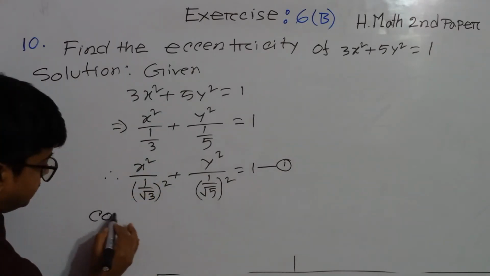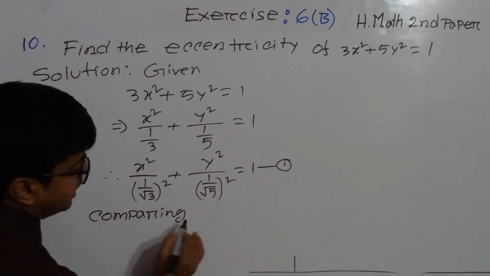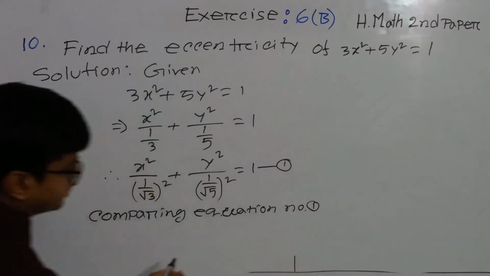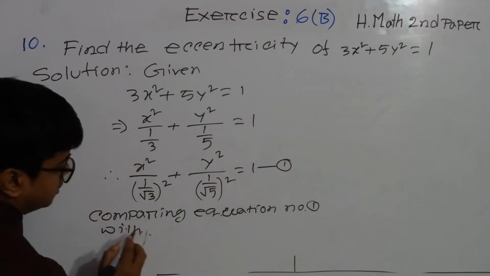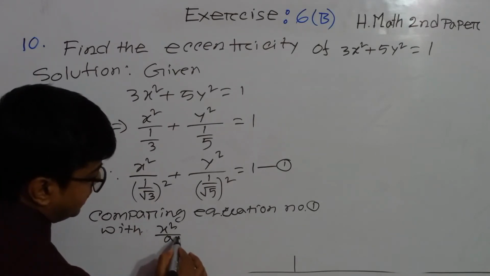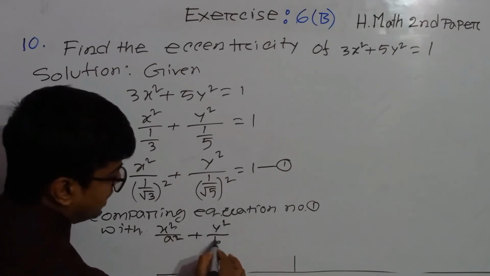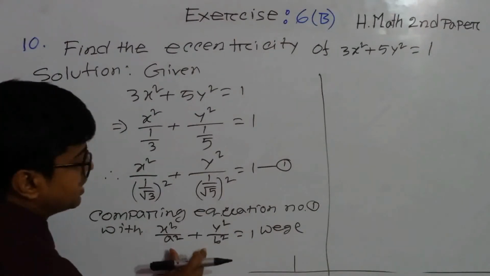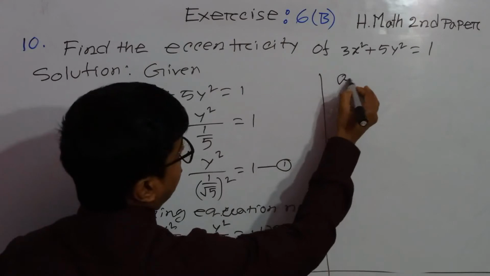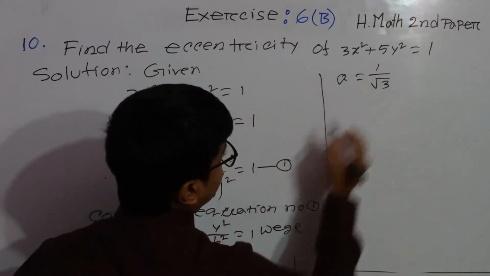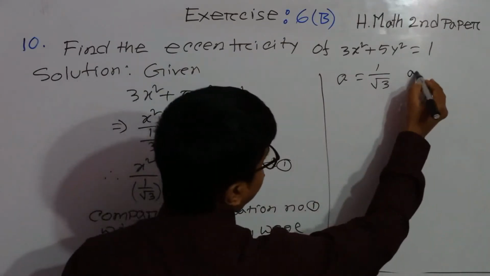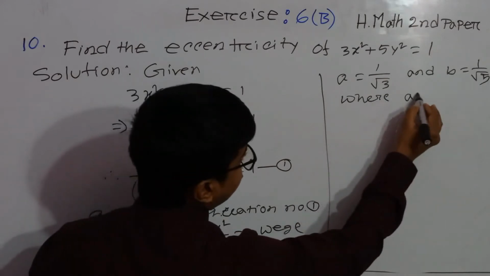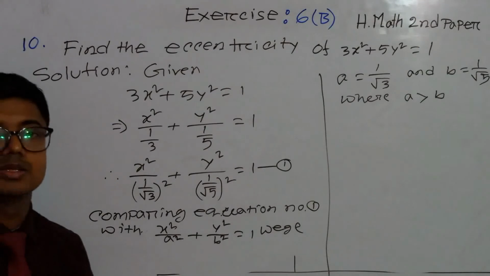Now comparing equation number 1 with x squared by a squared plus y squared by b squared equals 1, we get, look at this, a equals 1 by root 3 and b equals 1 by root 5, where a is greater than b.